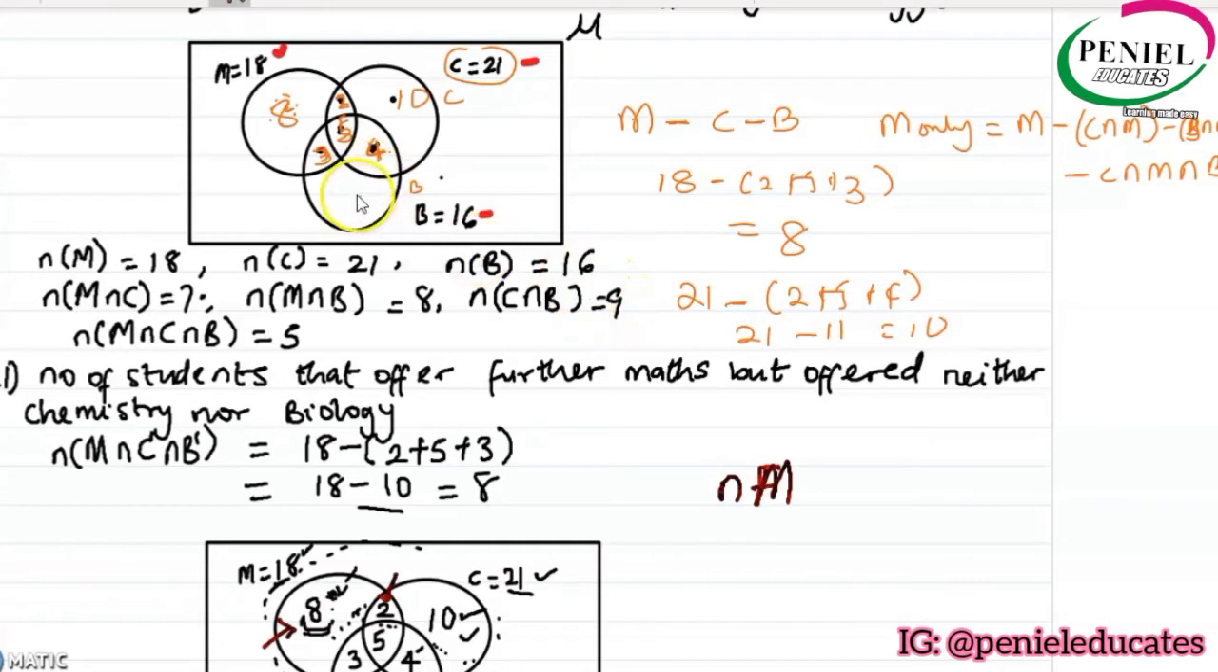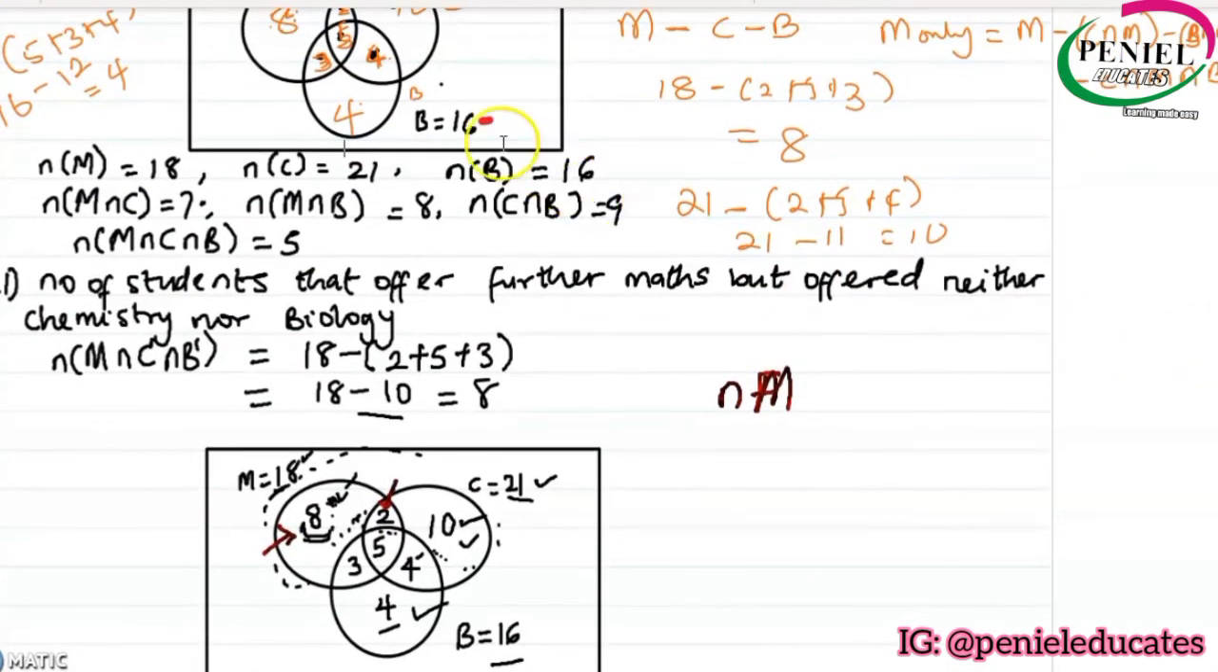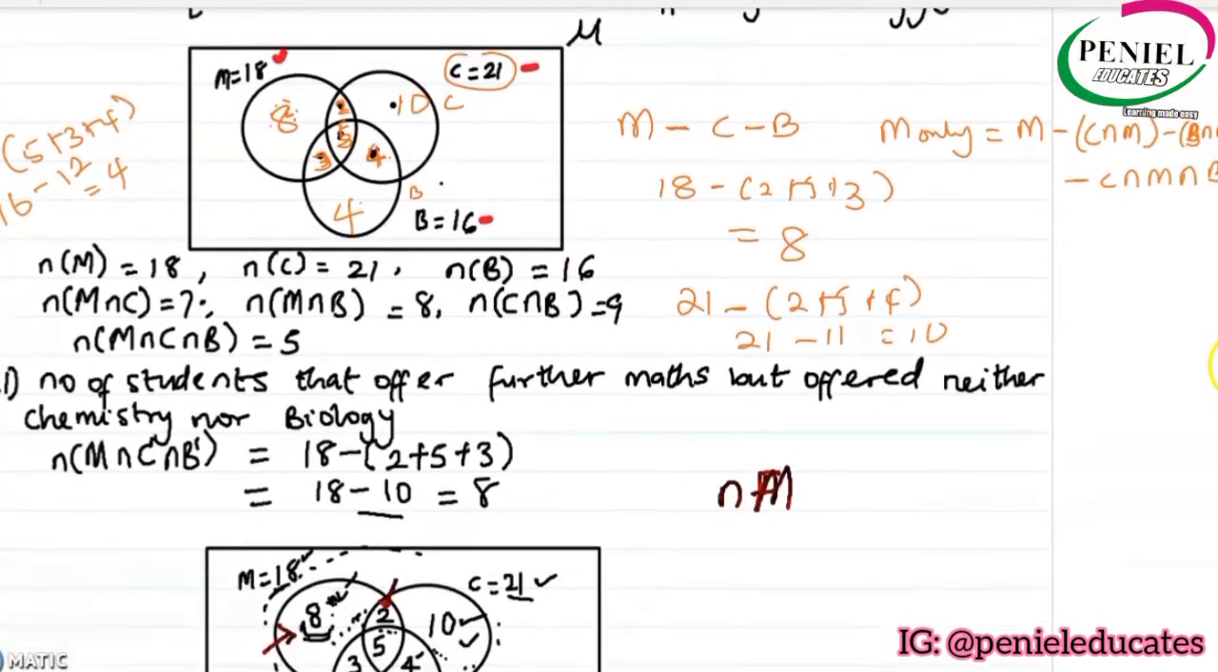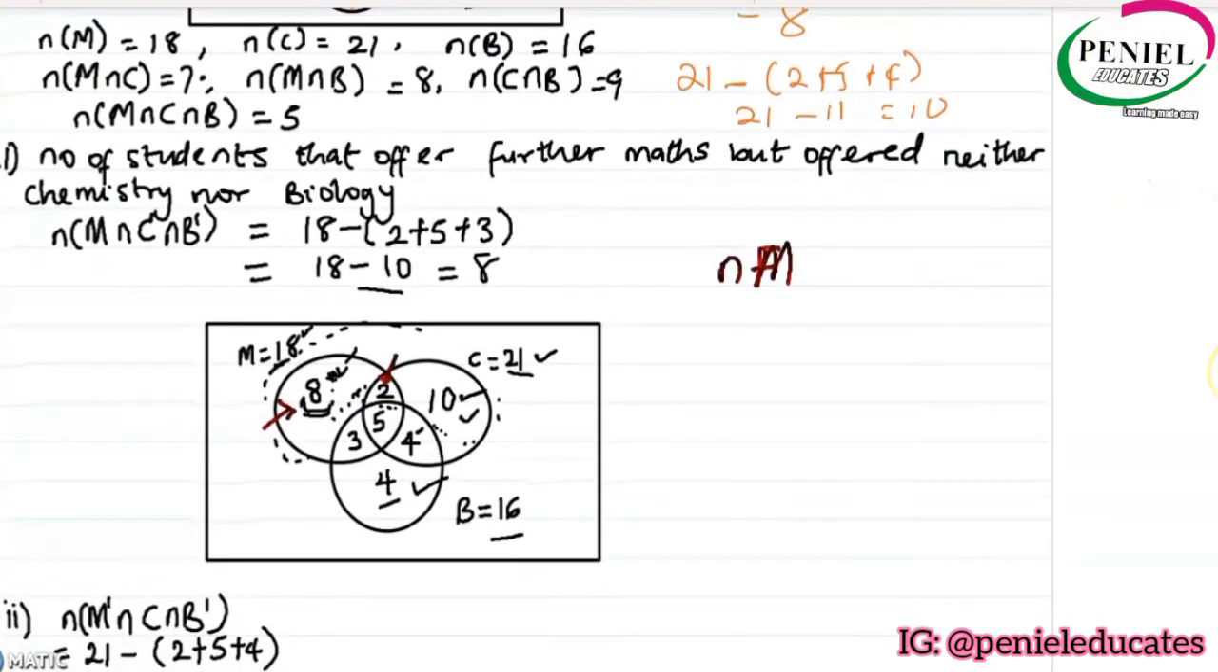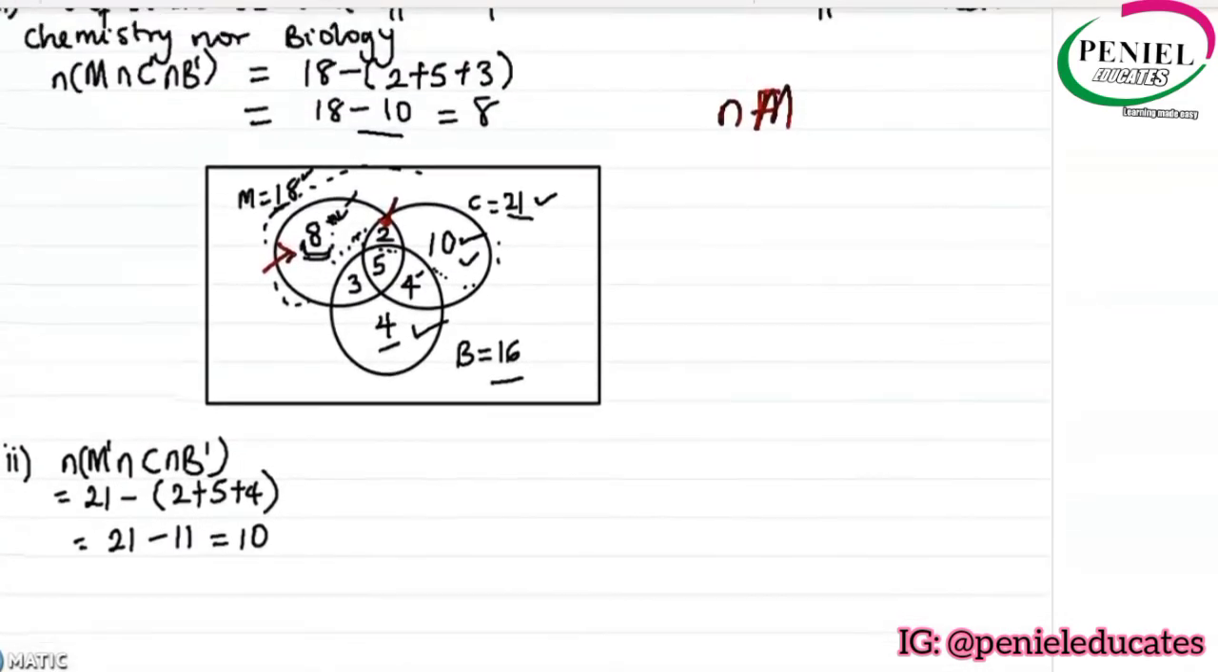And for you to find out people that offered biology only, you can also have 16, then minus 5 plus 3 plus 4. That is 16 minus 12, that's again 4. So we have 4 people offering biology only. You can do that for everything even before you start doing your calculations on the question that you are given. Once you are done with that, you can easily just do your questions. So that's how we find it.